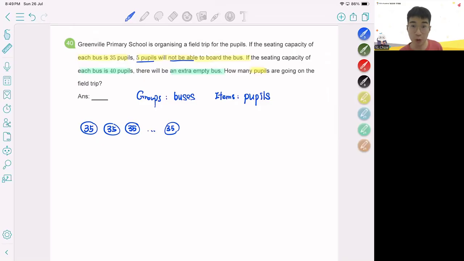That means you have too many pupils. So it's an excess, right? The excess will be 5. You have 5 extra pupils. 5 pupils too many. So that's the first scenario. It's the easy one, right?